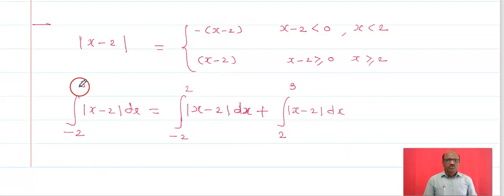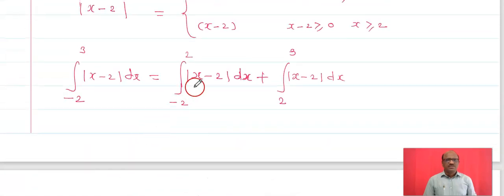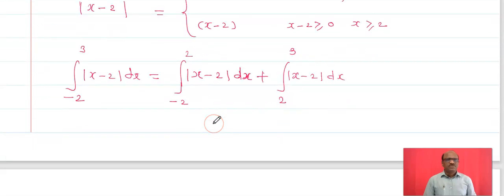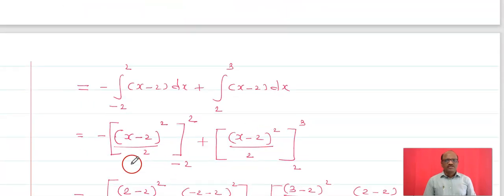Now the integral from minus 2 to 3 of mod of x minus 2 dx is the integral from minus 2 to 2 of mod of x minus 2 dx plus the integral from 2 to 3 of mod of x minus 2 dx, and hence we can write mod of x minus 2, its value is minus integral from minus 2 to plus 2 of (x minus 2) dx plus integral from 2 to 3 of (x minus 2) dx. Now we will integrate: (x minus 2) whole square upon 2, lower limit is minus 2, upper limit is plus 2, plus (x minus 2) whole square upon 2, lower limit is 2, upper limit is 3.